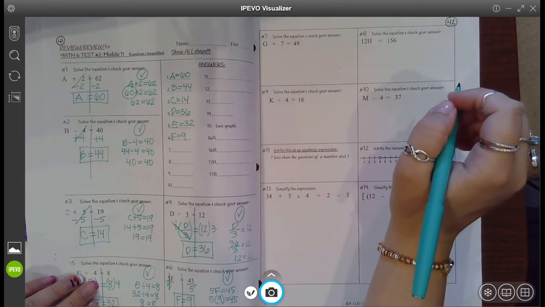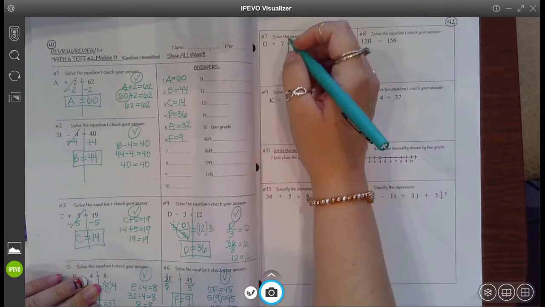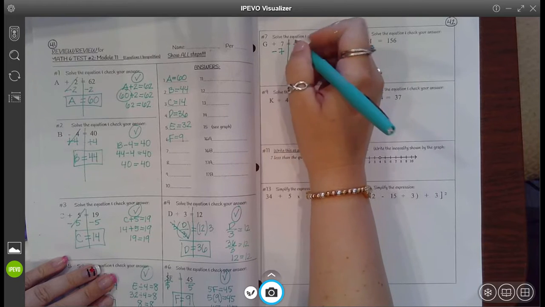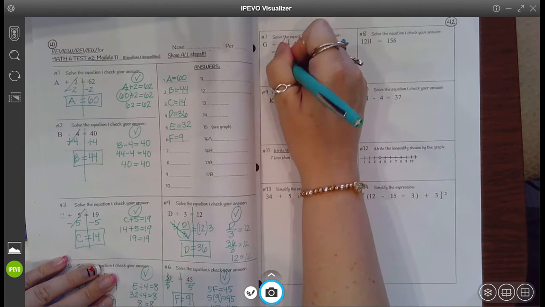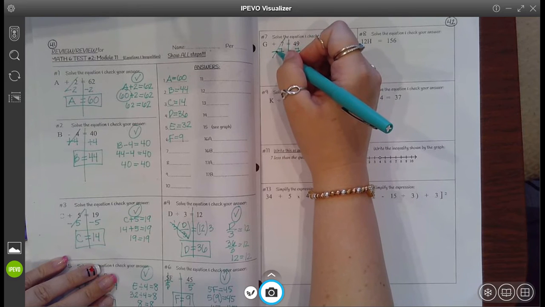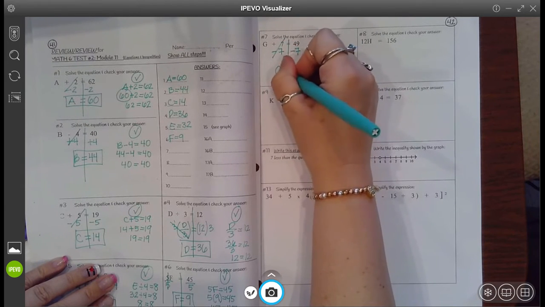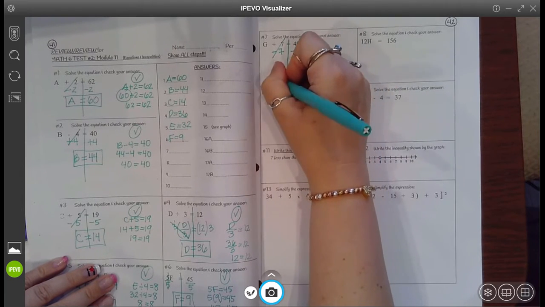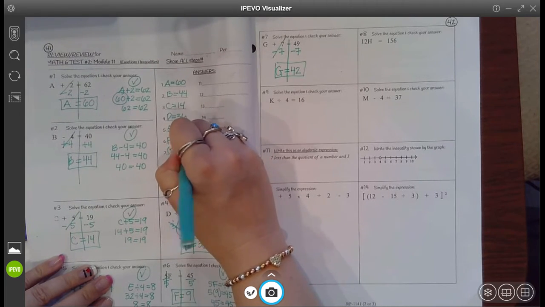It says g plus 7 equals 49. So draw a line down. How do you get g by itself? You want to subtract 7. Whatever you do to one side, you have to do to the other. Now those cancel because 7 minus 7 is 0, and g plus 0 is just g. On this side, 49 minus 7 is 42. So I think g equals 42.